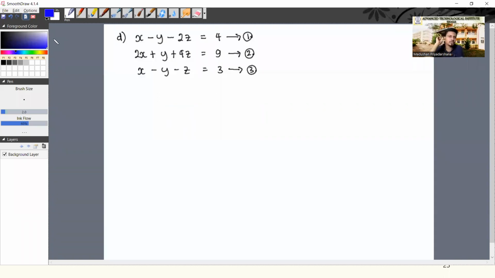The first thing we need to do is what? We need to make the absolute value of one given variable similar. That is the first thing we need to do, right? Whether we have 2 variables, 3 variables, or 4 variables, that is not an issue. First, we need to make the absolute value of one variable similar.